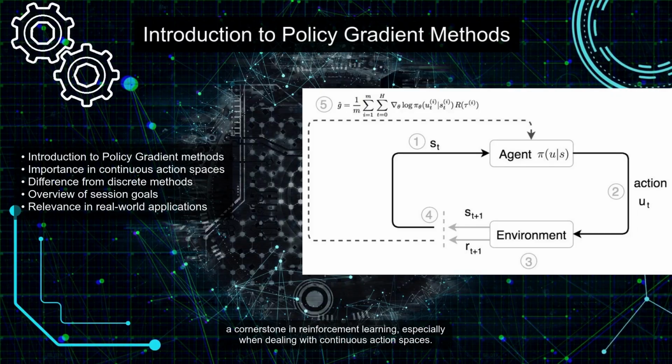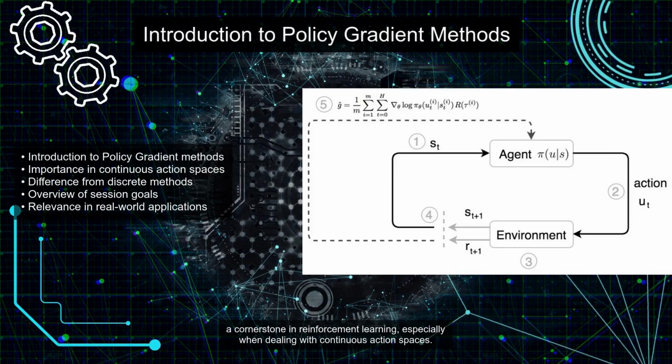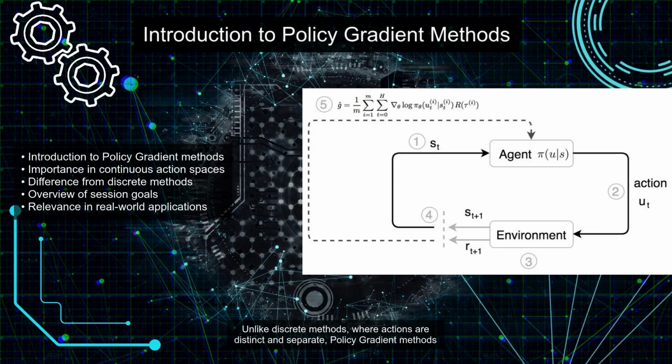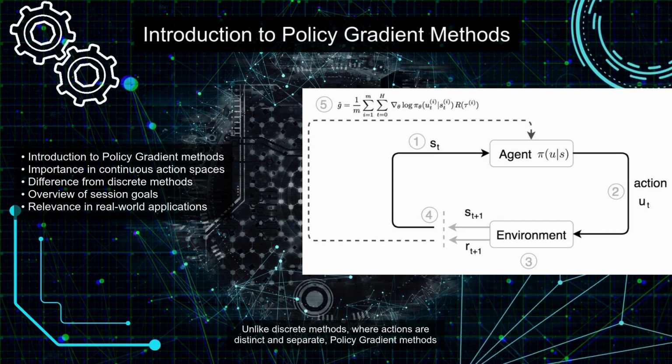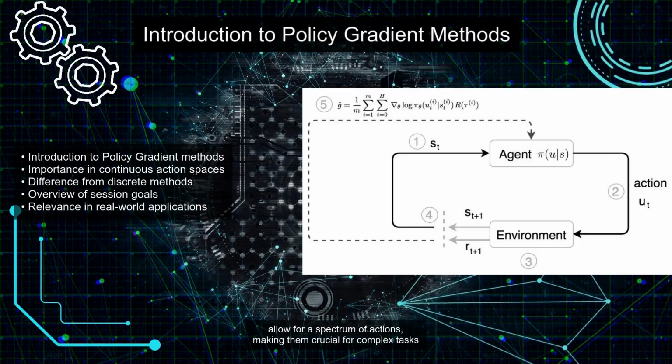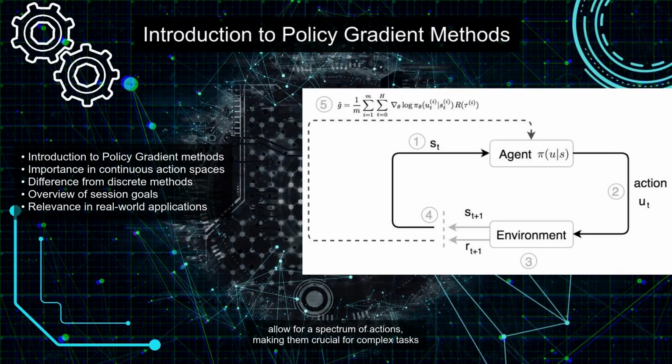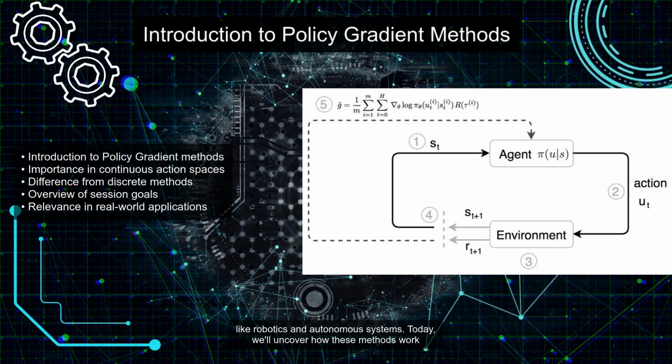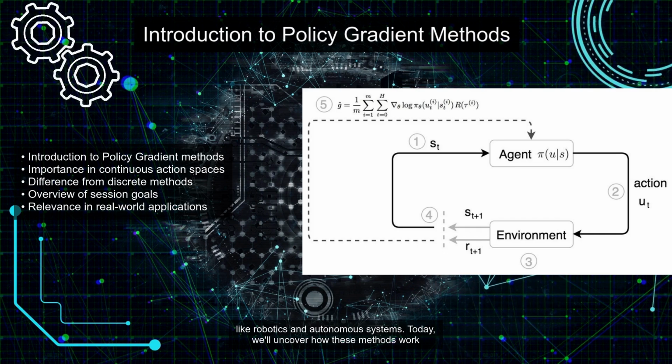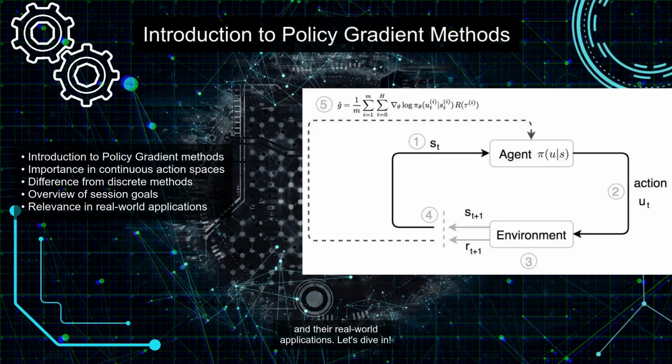These methods are a cornerstone in reinforcement learning, especially when dealing with continuous action spaces. Unlike discrete methods, where actions are distinct and separate, policy gradient methods allow for a spectrum of actions, making them crucial for complex tasks like robotics and autonomous systems. Today, we'll uncover how these methods work in their real-world applications.